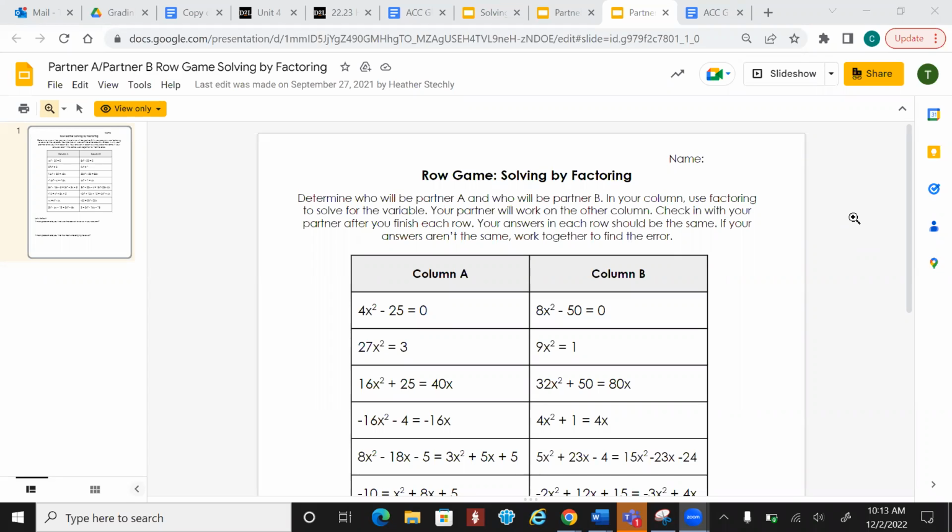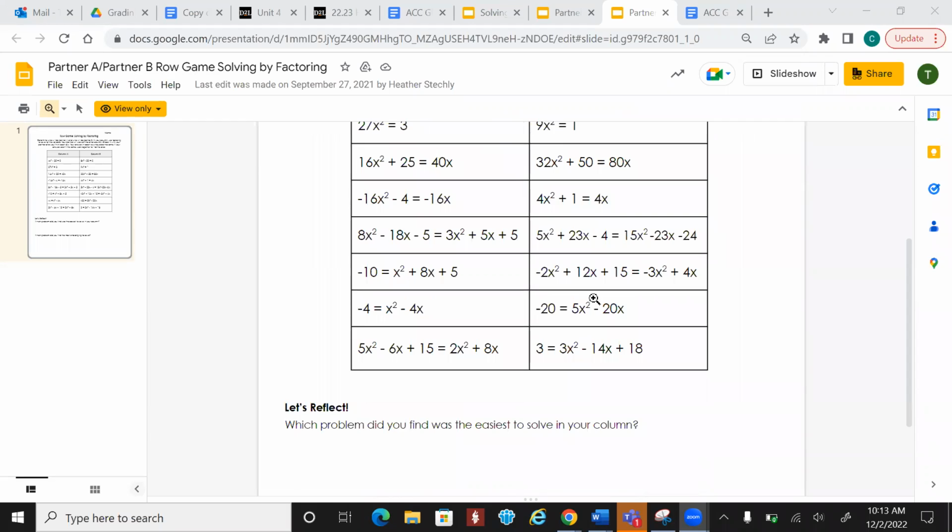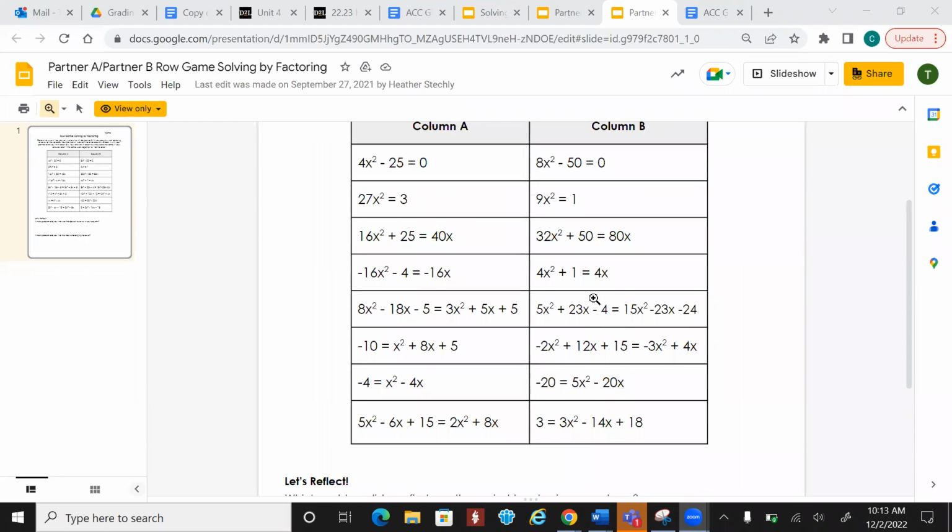Your partner is asleep. Wake up, partner. Okay, so I know you may not finish all of this today. That's okay. We're going to continue this on Monday, but I want you to go ahead and get started on it because we do need to work on this stuff.